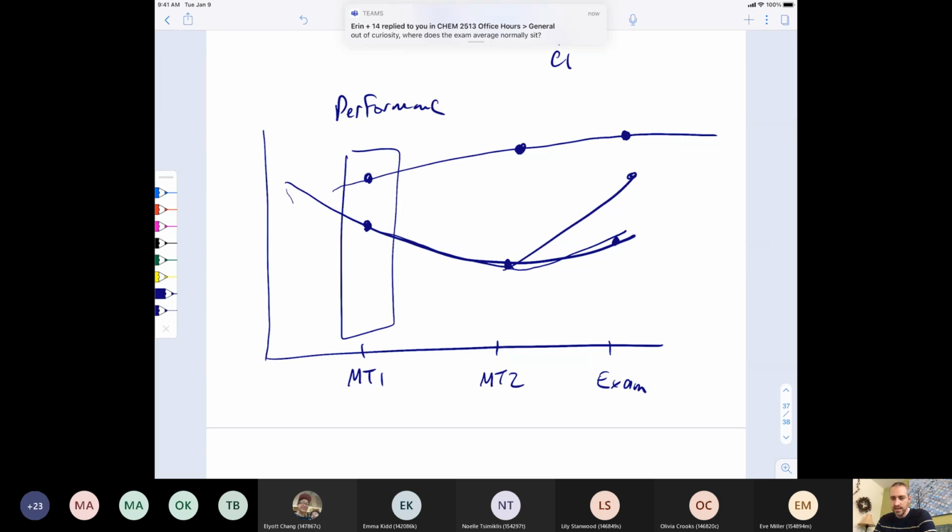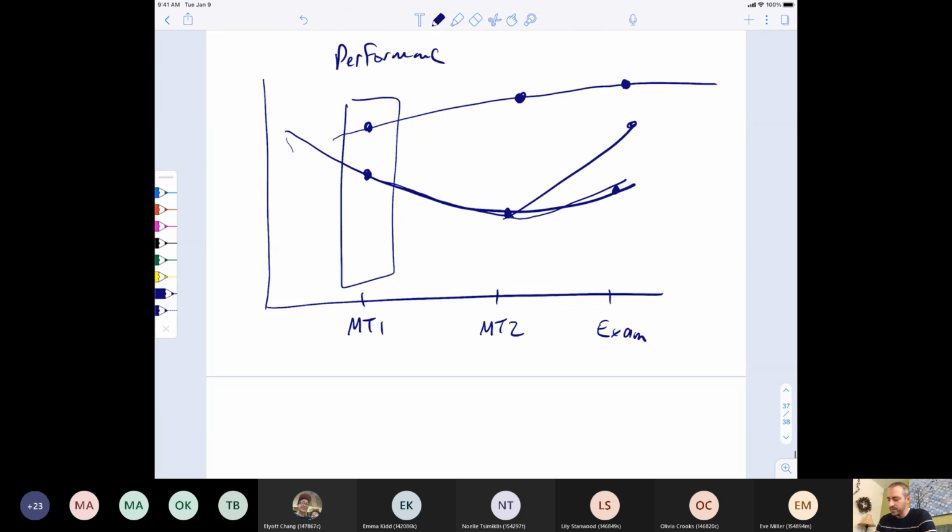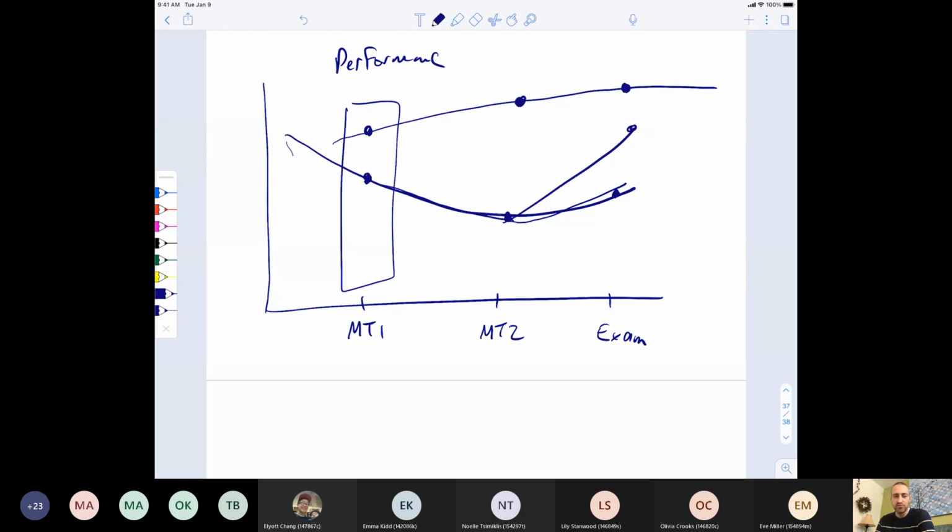Out of curiosity, where does the exam average normally sit? This is going to be an unusual year because our midterm 2 average was dramatically higher than it normally sits. I'd say midterm 1 average is normally around 70, 71. Midterm 2 average is normally around 60. And the exam is, I'd say, high 60s. But this year's midterm 2 average was like 80. And that's because you guys are an exceptionally intelligent year, right? Nothing to do with open book.